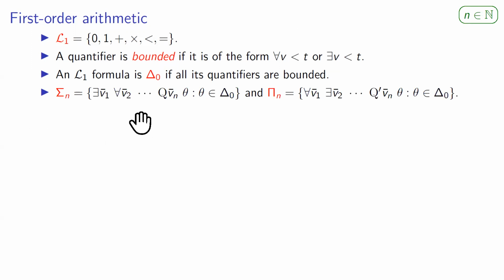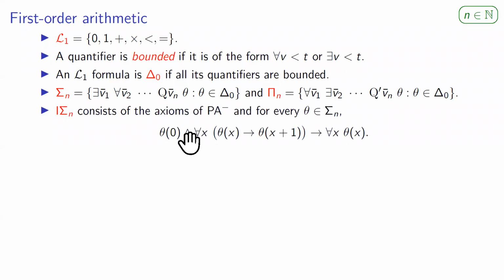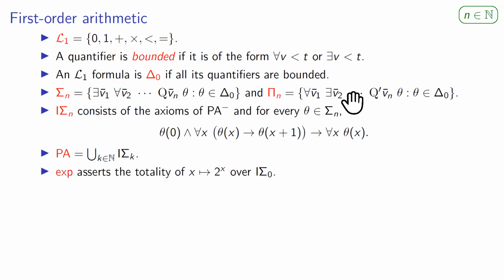A sigma n formula has n blocks of alternating quantifiers starting with an existential one. At the end, we have a delta naught formula. The dual of sigma n is pi n. The theory I sigma n has some basic algebraic axioms that I call PA minus. Then a scheme of sigma n induction, which says that any sigma n definable set which contains 0 and is closed under adding 1 must contain all the numbers. And PA is just the union of all the I sigma k's. It has all the inductions.